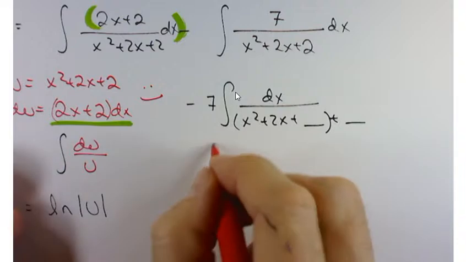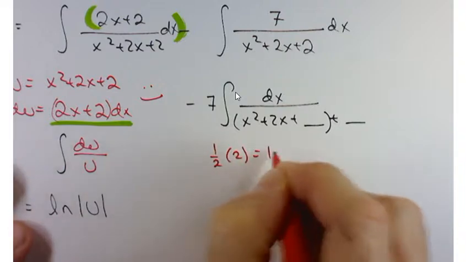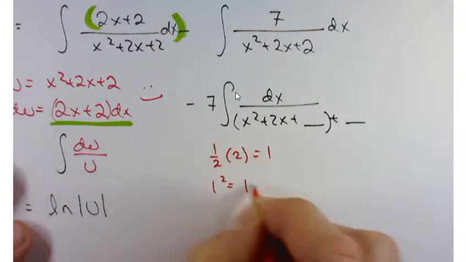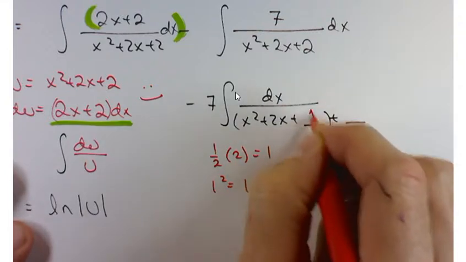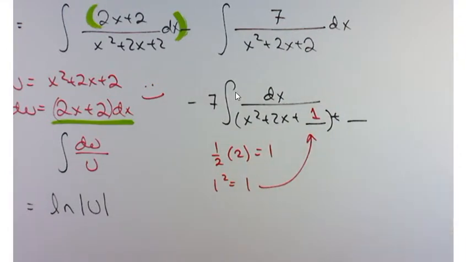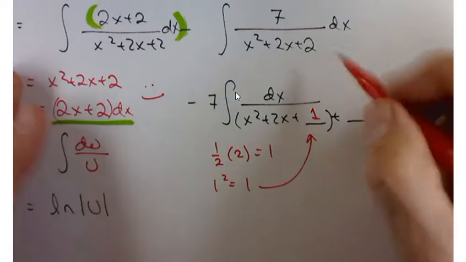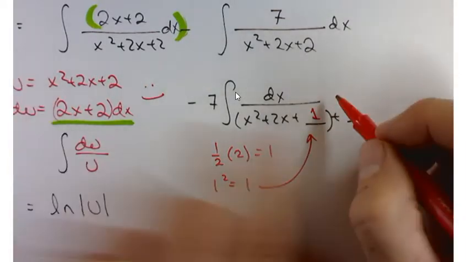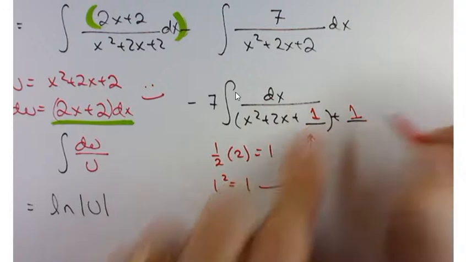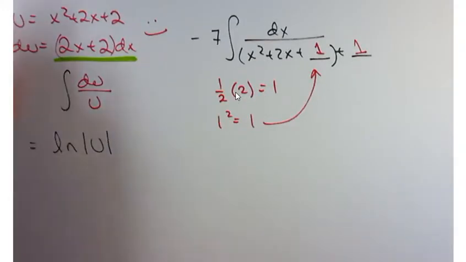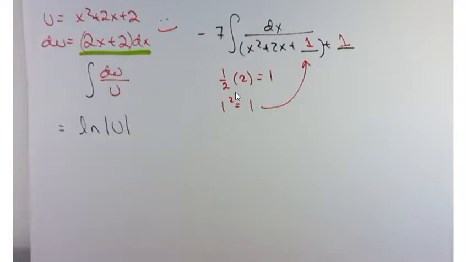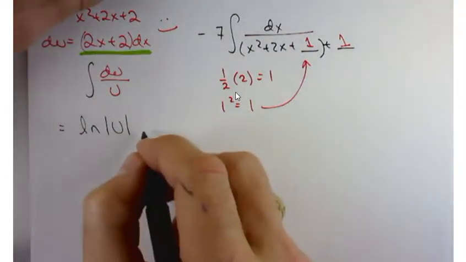Well, half of 2 is 1. 1 squared is still 1. So 1 here. Now keep in mind that we're splitting up that 2. So if 1's here, 1's outside. All right, so let's keep going.